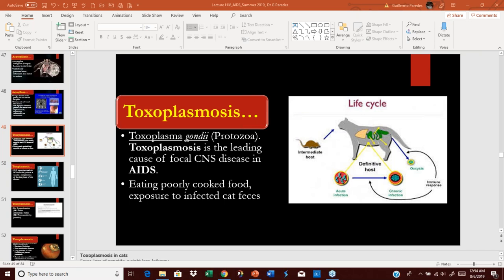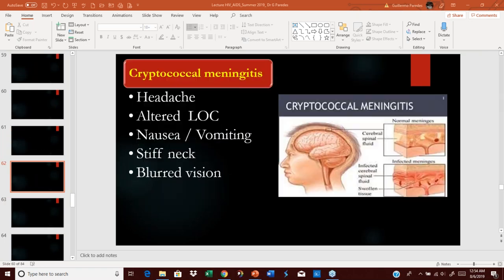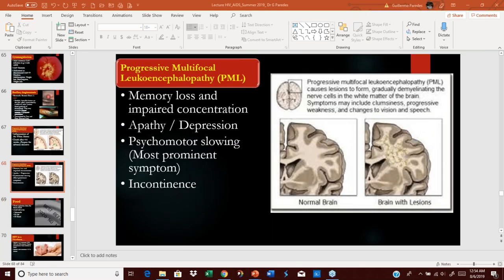We have the progressive multifocal leukoencephalopathy. I put it at the end because this is a part of the latest stage of HIV. So besides LOC, you are going to have to evaluate the mental status. How do you evaluate the mental status?